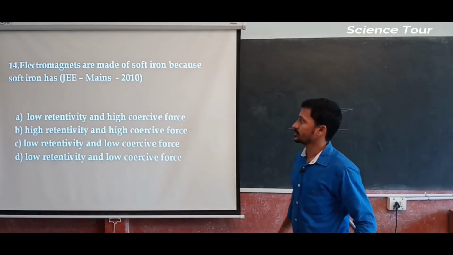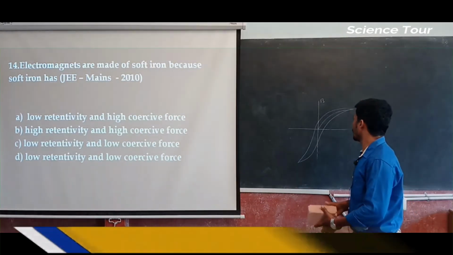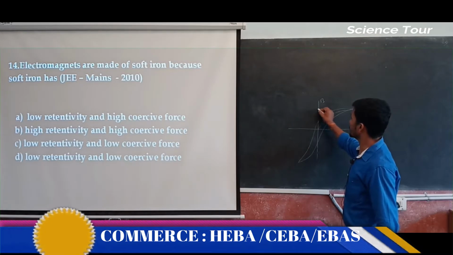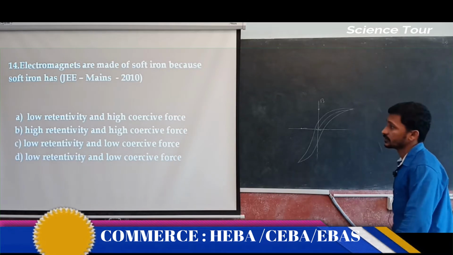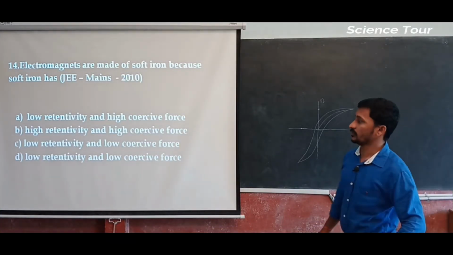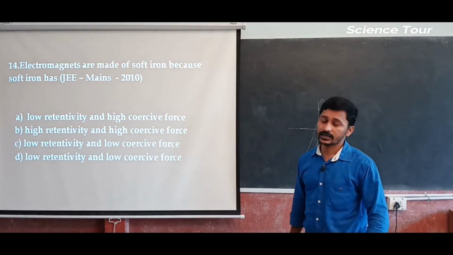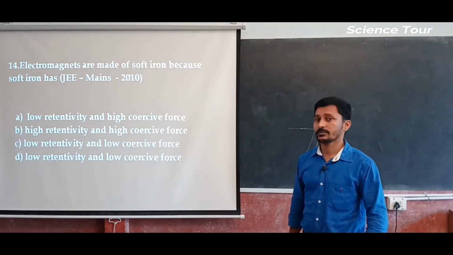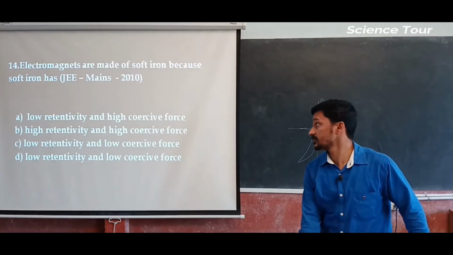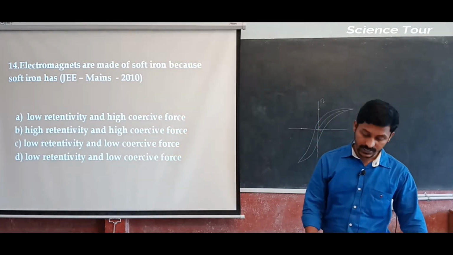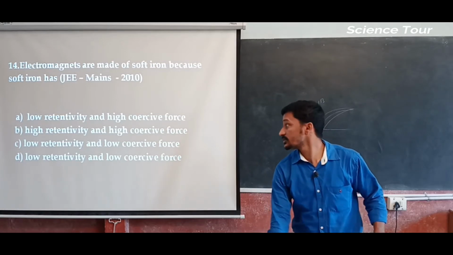So, an electromagnet must be what? There should not be high coercivity. High coercivity means this magnetism is more and you can't take it back. Okay. So, that is why coercivity and retentivity must be low. So, soft iron is used for the electromagnet. An electromagnet is a temporary magnet, not a permanent magnet. Okay. That is why coercivity and retentivity must be less. So, low retentivity and low coercive force.